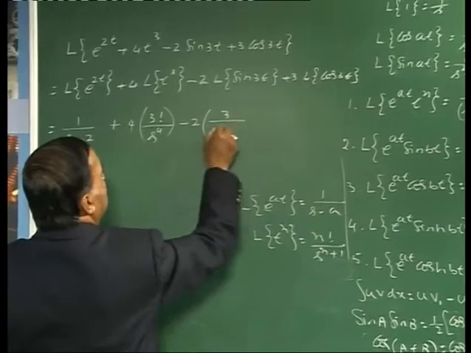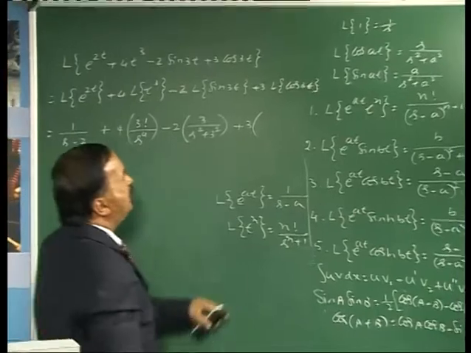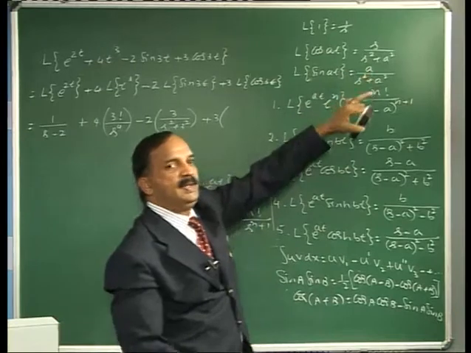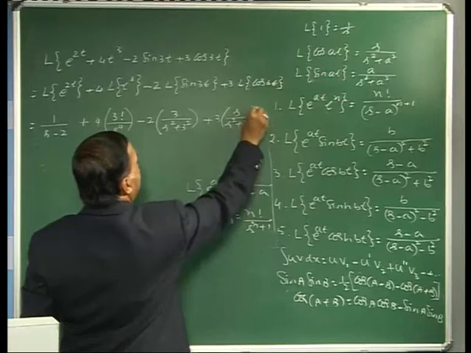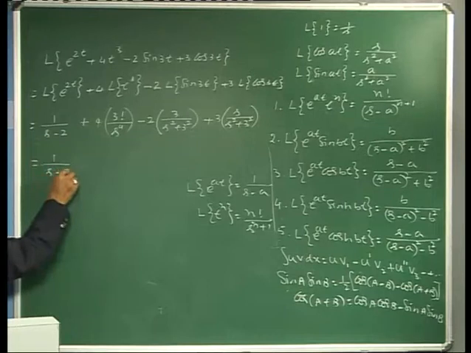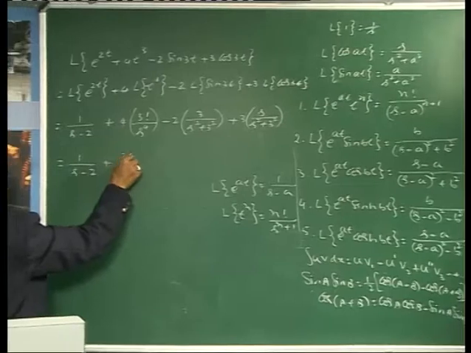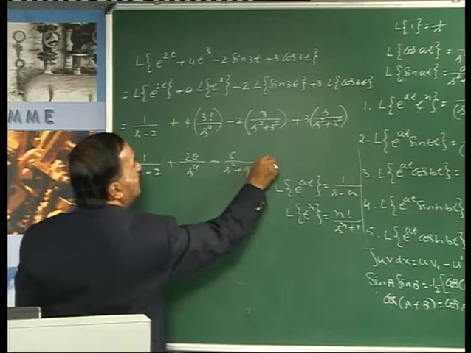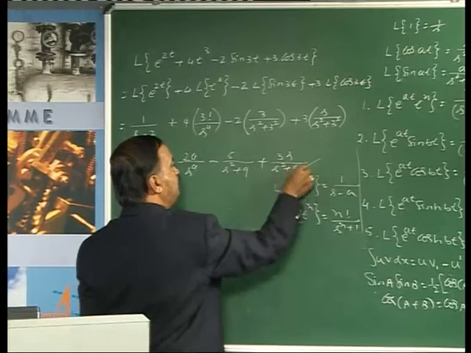So 3 by s square plus 3 square, plus 3 into L of cos 3t, again you put a is equal to 3, you will get s by s square plus 3 square. So s divided by s square plus 3 square, this is the answer here. Or you can write 1 by s minus 2 plus here 3 factorial 6 into 4, 24 divided by s to the power of 4, minus 6 by s square plus 9, plus 3s divided by s square plus 9. This is the answer.